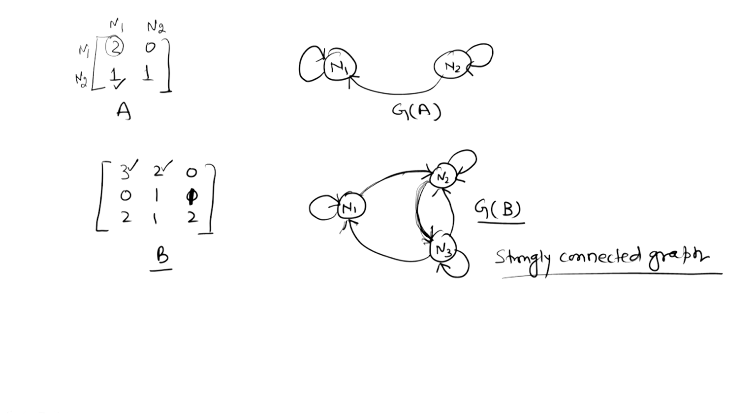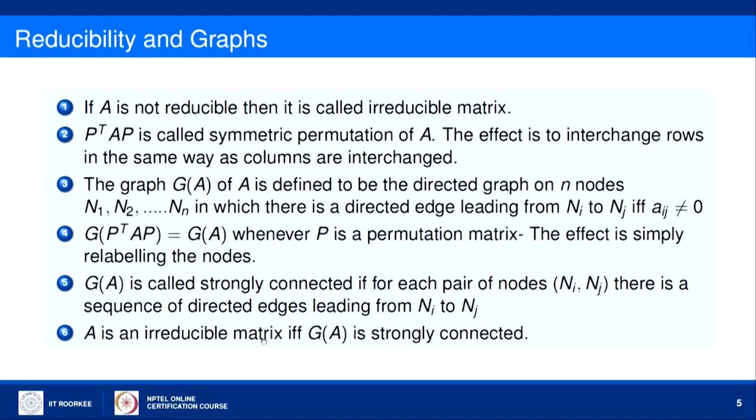If I remove this particular edge, then this particular graph is not a strongly connected graph. But if I add this edge here, then it becomes a strongly connected graph. So if I look at the relation between strongly connected graphs and irreducible matrices, I have a very elegant relation between these two: A is an irreducible matrix if and only if GA is strongly connected. So, let us take an example.